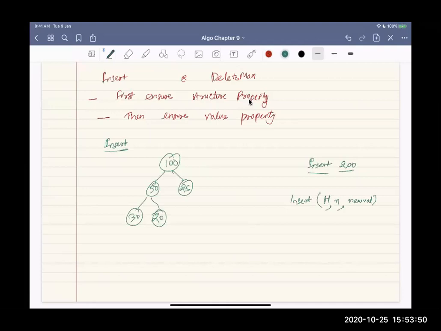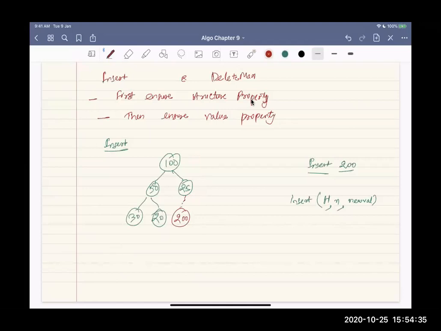So now I'm doing insert. Go back to our rule: first ensure structure property, then ensure value property. Now you tell me where should I put 200 in this heap to ensure structure property? I cannot put it on any of the above levels, they are already full. I have only this level free, and if this is also full, I have to keep it in the next level. So I will put 200 here. Fine, done. Structure property is ensured.